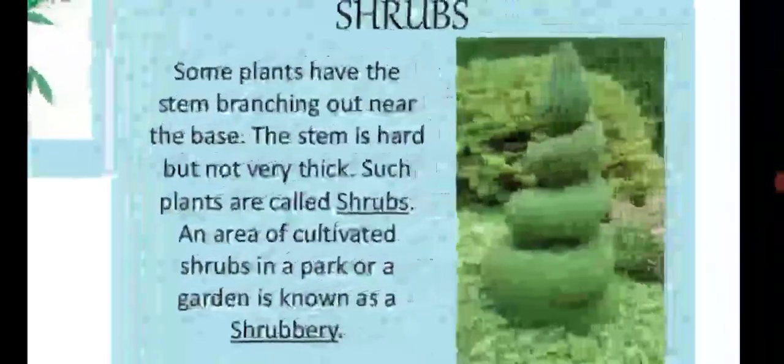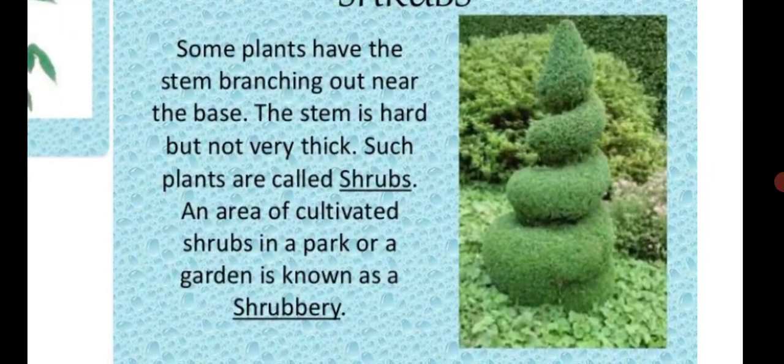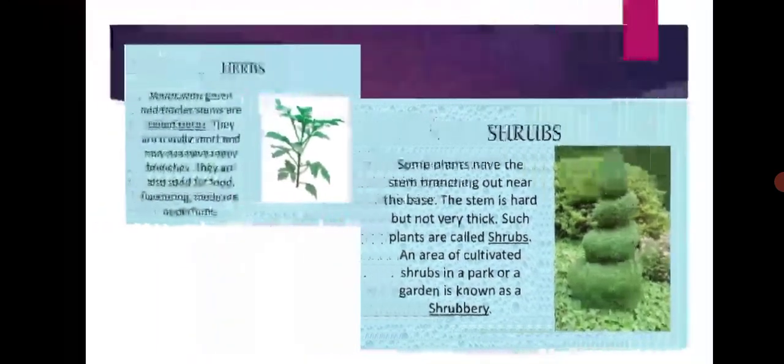Second, shrub. Medium-sized plants with hard stem are called shrubs, and in shrubs, branches are present and these arise near the base of the plant. For example, rose, China rose, lemon.